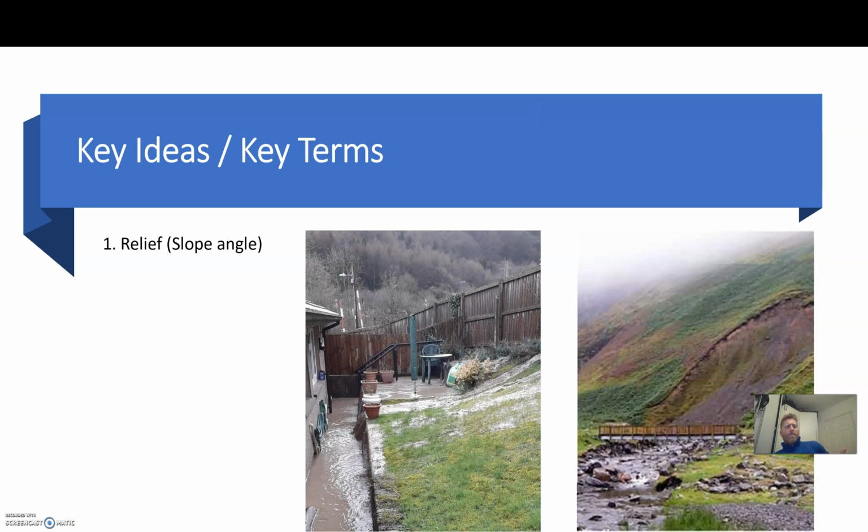Another thing I want to talk about that can increase the chance of flooding, or can affect the chance of flooding, is something we call relief. Relief is the shape of the land. And so what I'm really talking about here is how steep the land is, or the slope angle. So you look at this picture here on the left, we can see that all the water's gathering at the side of this bungalow, because look at his garden or her garden there. We've got a slope and all the water's run down really quickly down that slope.